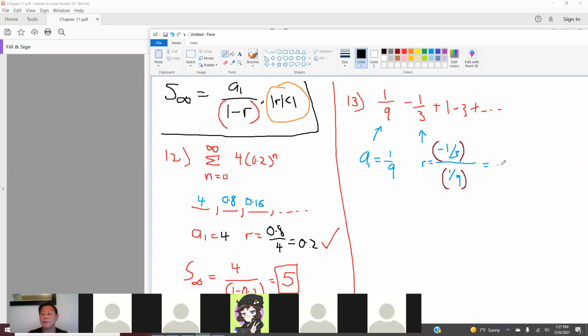So you get what? -3, right? Can we use this formula in this case? Can we use this formula, the sum equals A1 over 1 minus R? No. Because the absolute value of R is greater than 1. Because the absolute value of R in this case is greater than 1, the sum of the infinity in this case does not exist.